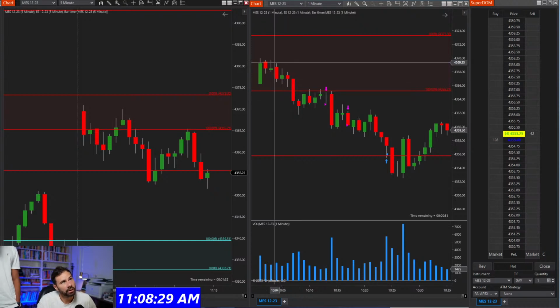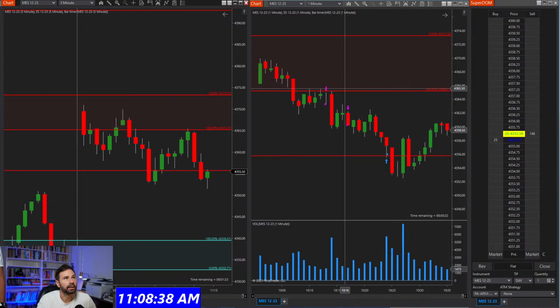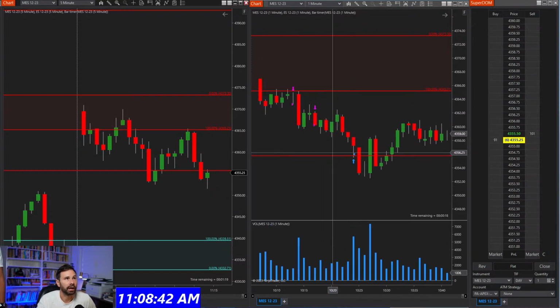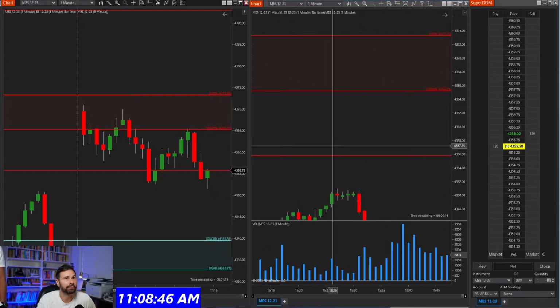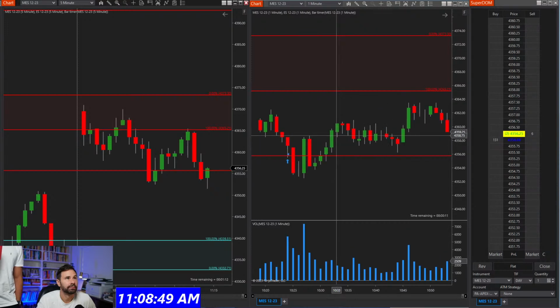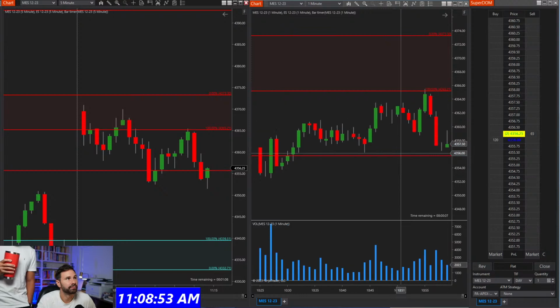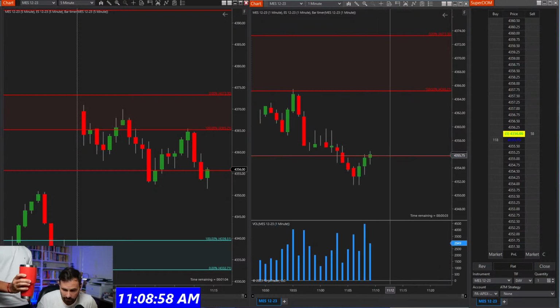It was a pullback continuation. We have the bias of the day with momentum, and the target was close because we did have some support areas right there at 56. Right, for short.